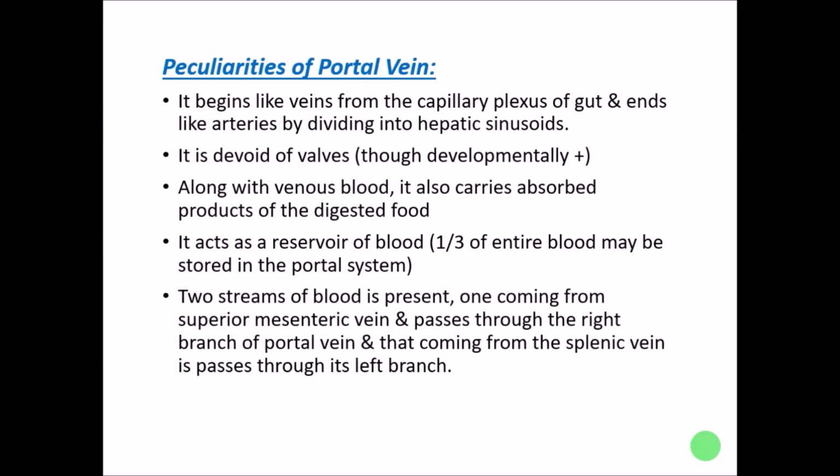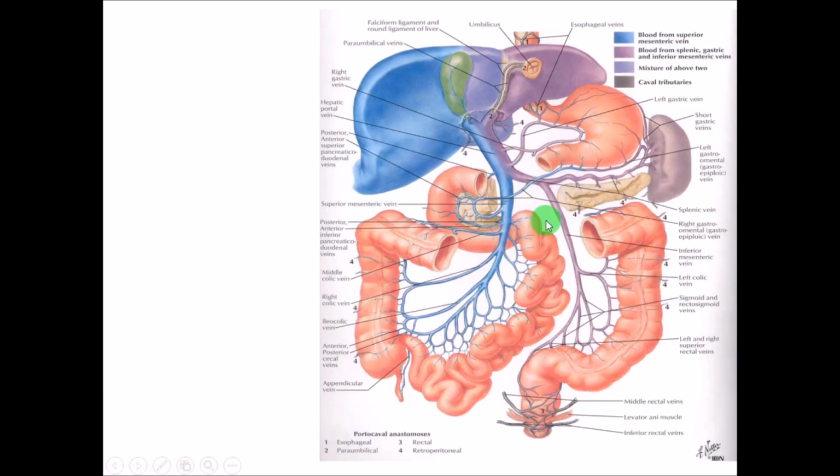The fifth peculiar feature is that there are two streams of blood flowing within the portal vein. One comes from the superior mesenteric vein and passes through the right branch of the portal vein, and the second comes from the splenic vein and passes through the left branch of the portal vein. Here you can see this is the right branch shown in blue color, blood from the superior mesenteric vein.